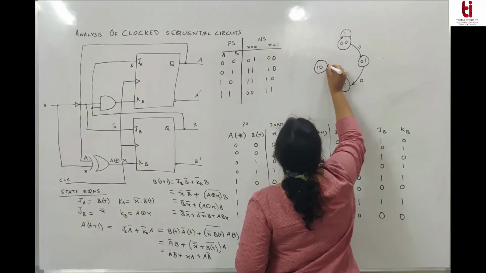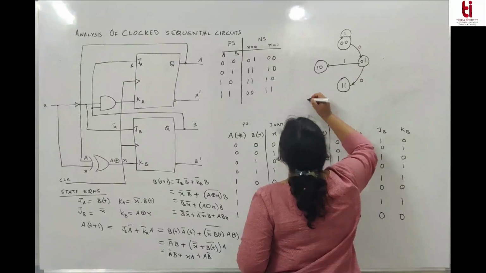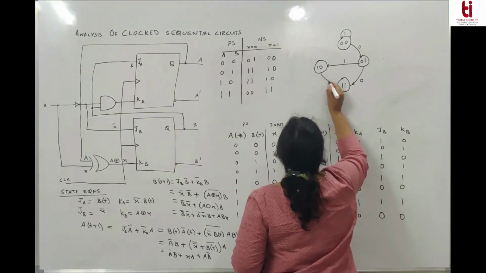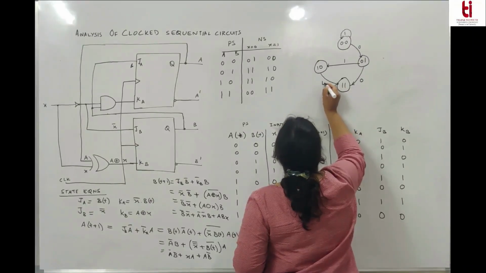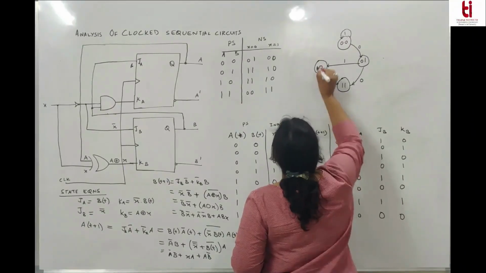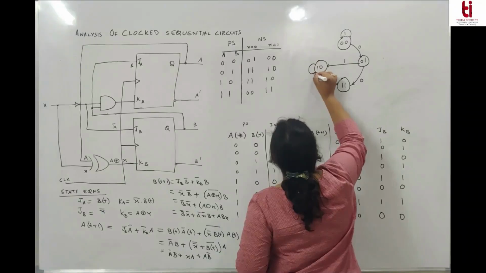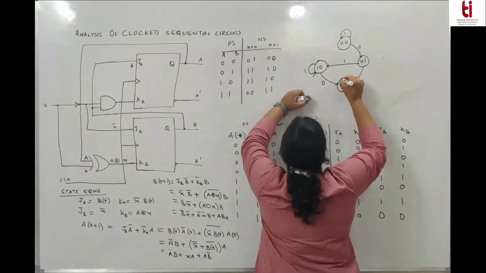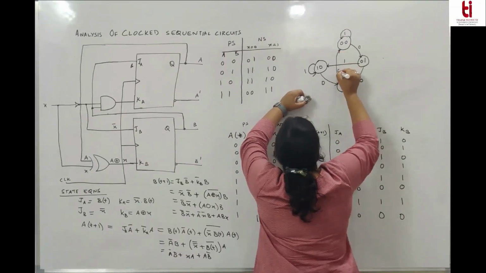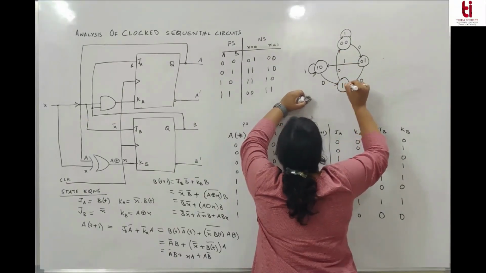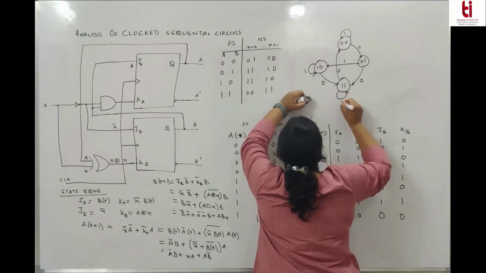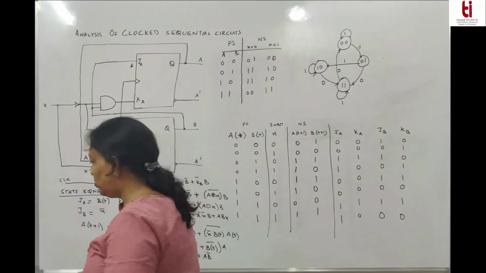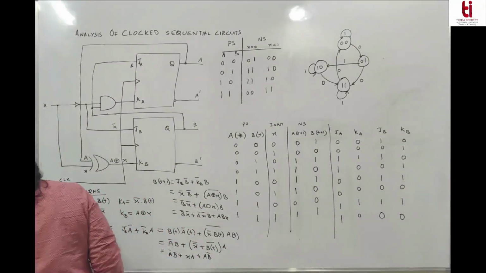So from 1, 0, for x equal to 0, it goes to 1, 1. For x equal to 1, it remains within the same state. From 1, 1, for x equal to 0, it goes to 0. For x equal to 1, it remains within the same state. So this is the state diagram for a given sequential circuit.